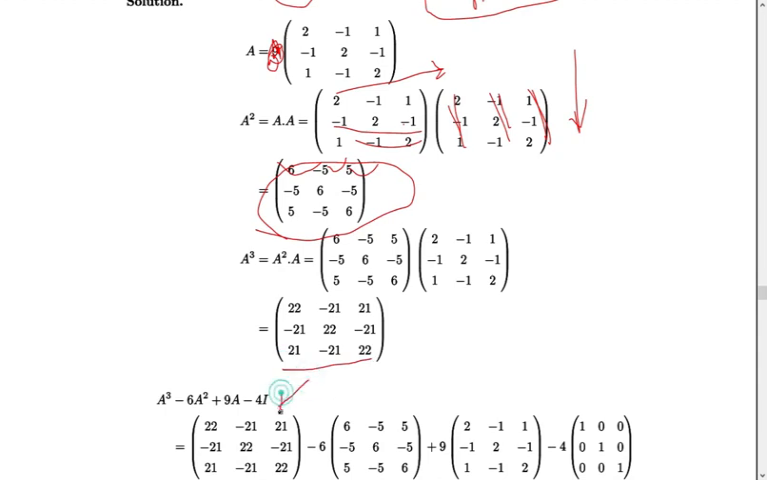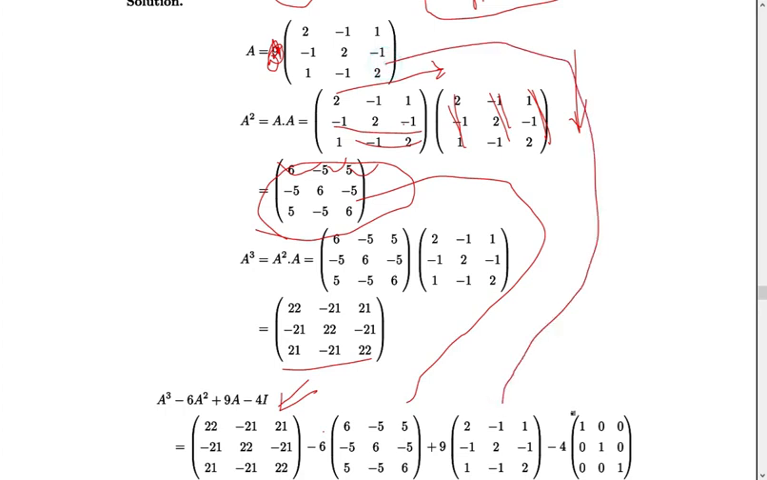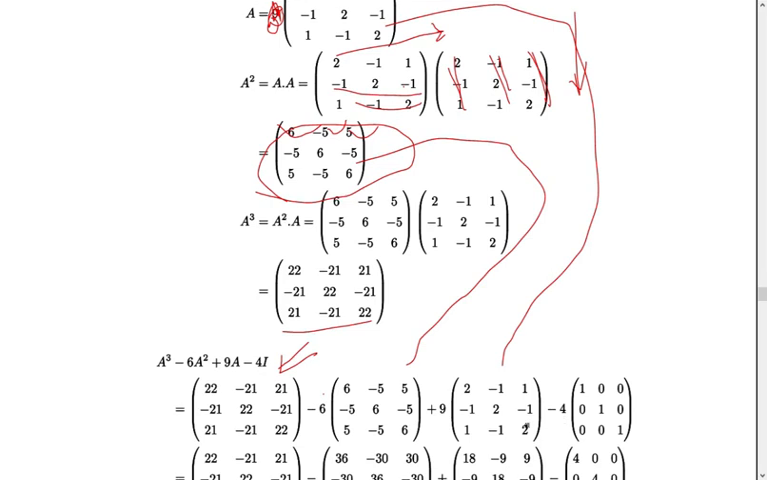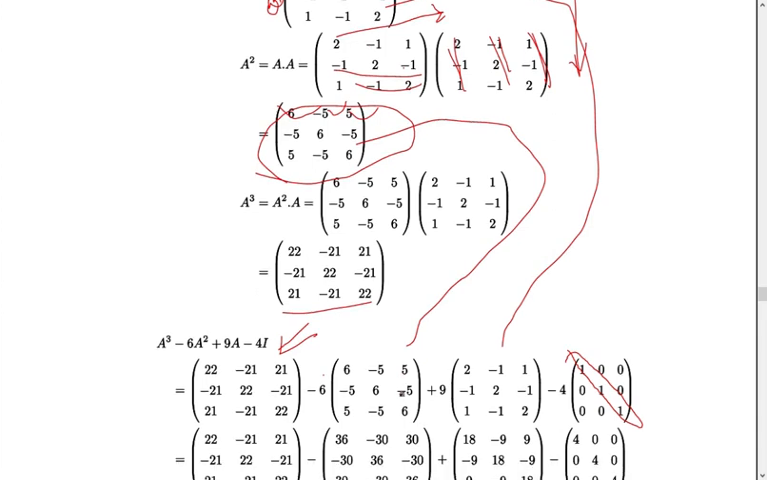Okay, this matrix. And 6 times A squared, the value is this one, 6 times A squared plus 9A, A is equal to this one, minus 4 into I, where I is an identity matrix of order 3. Identity matrix is nothing but a matrix where only the main diagonal entries are 1. It is called an identity matrix, also called a unit matrix. Okay, so we are going to verify that.